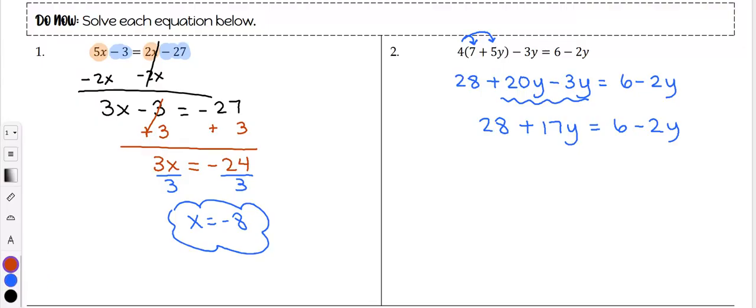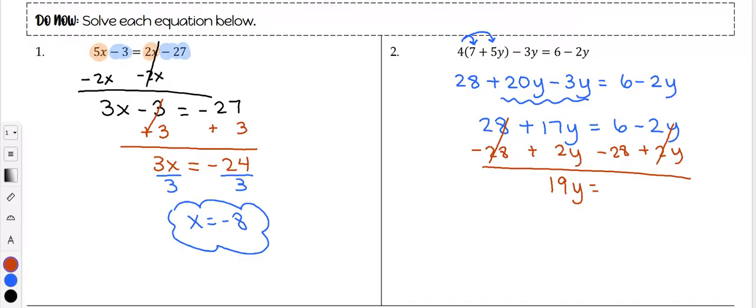Here, I'm going to double move it. I'm going to move my y's together, and I'm going to move my constants together. That cancels, we get 19y is equal to 6 minus 28, which is negative 22. Oh God. We've got to divide both sides by 19. Here is my solution: y equals negative 22 over 19.